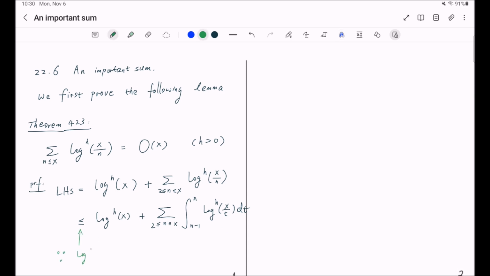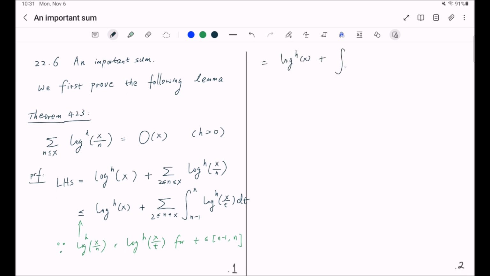This is because log of x divided by n to the hth power is less than or equal to log of x divided by t to the hth power for t in the interval from n minus 1 to n. And now we can put together these integrals. This will be the integral from 1 to x.